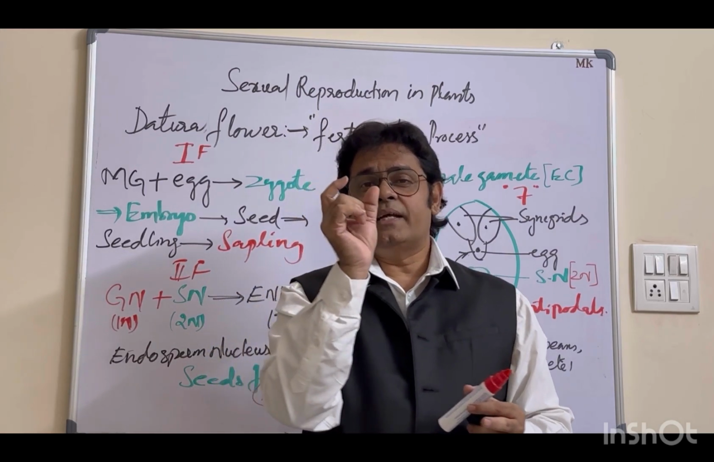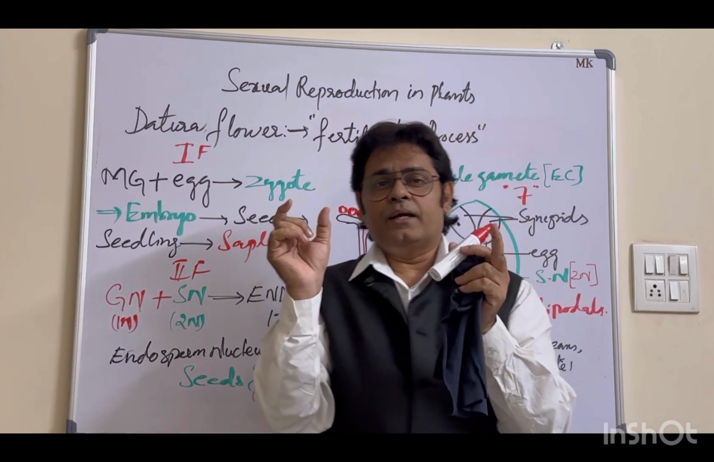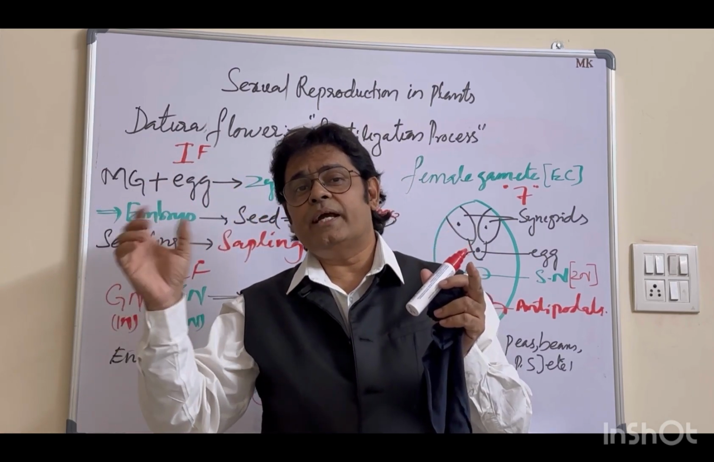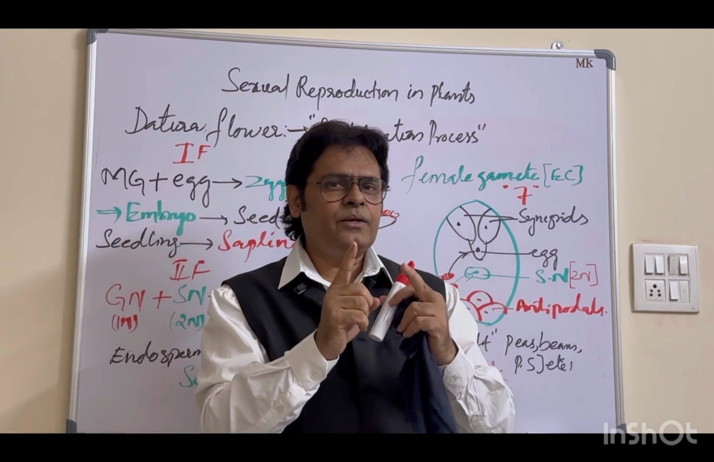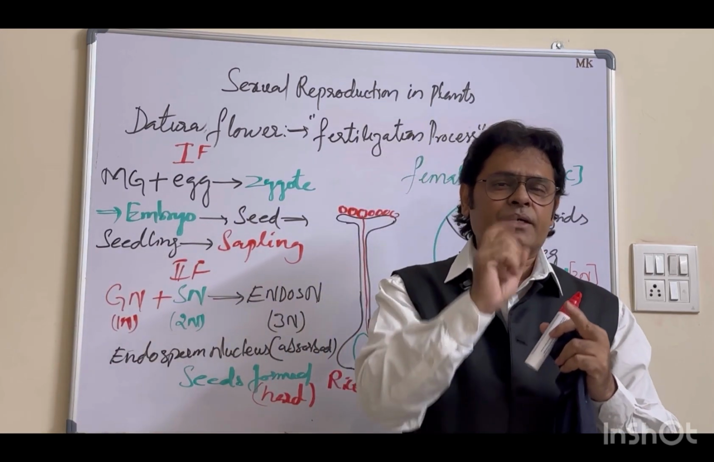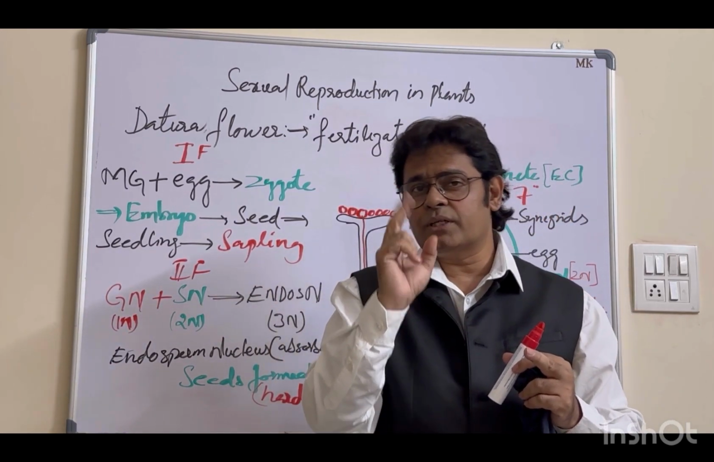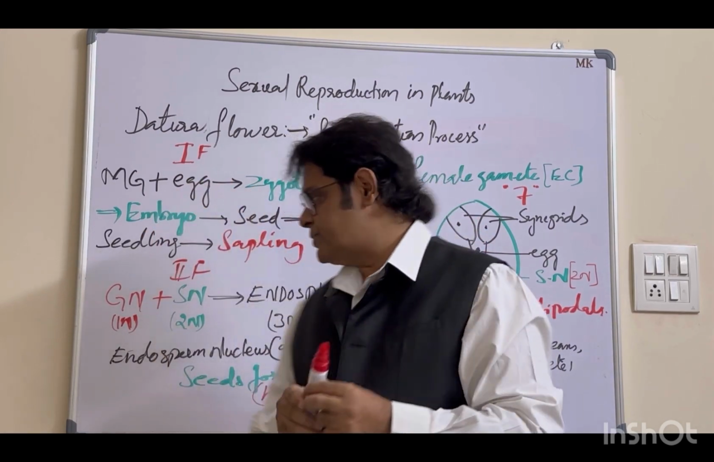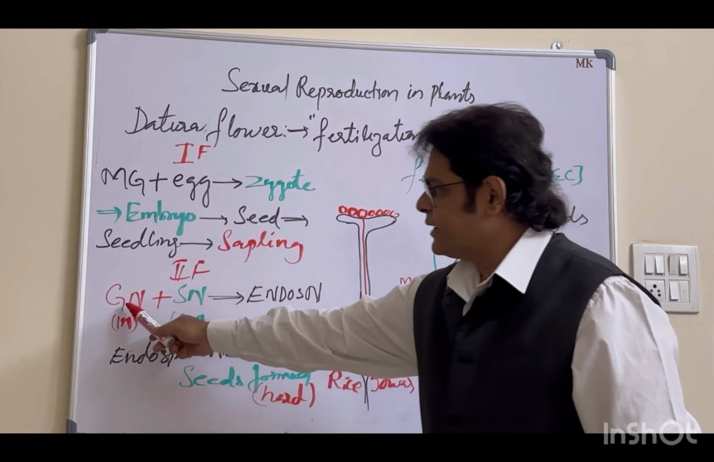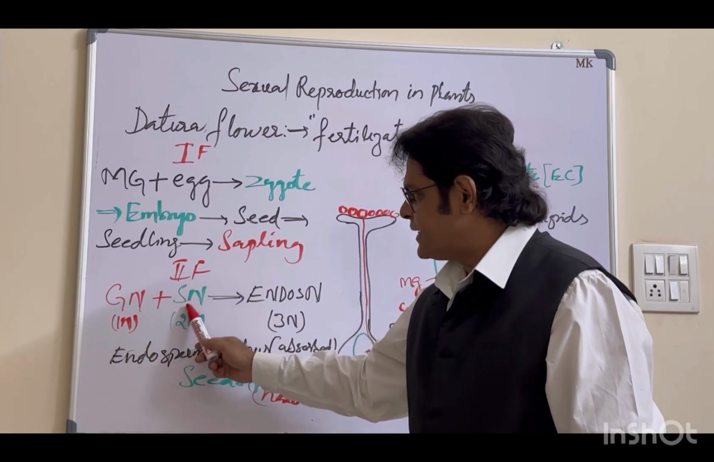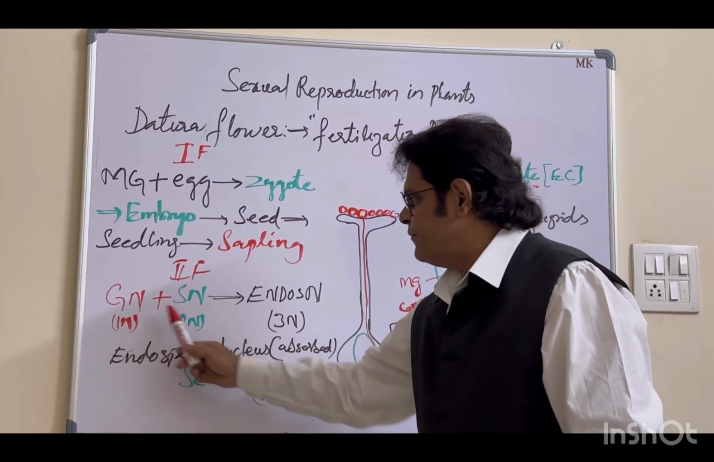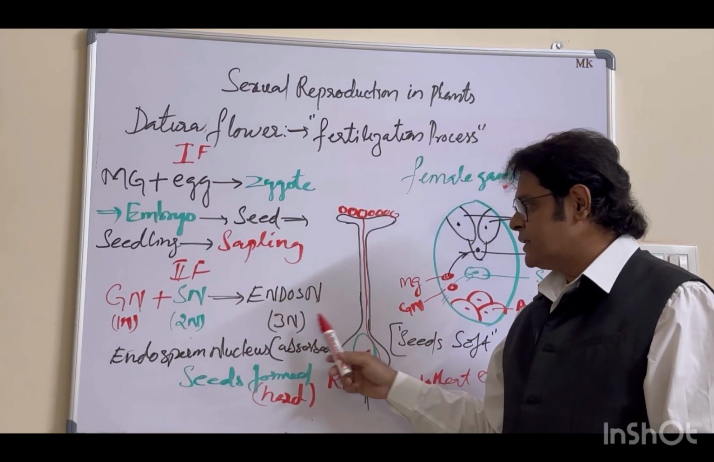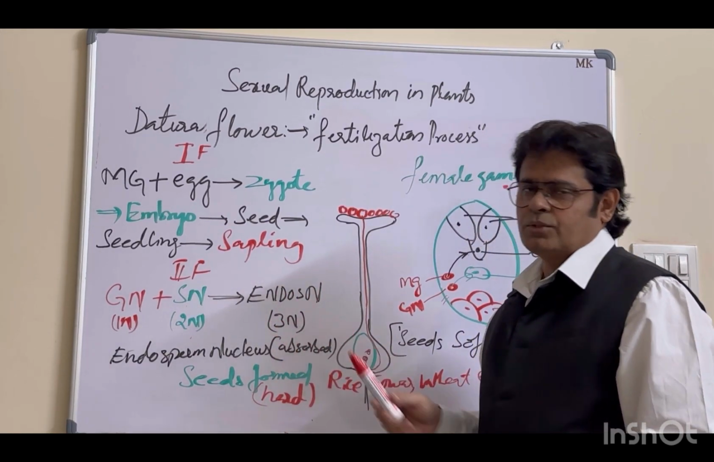Second phase: the generative nucleus fuses with the secondary nucleus to produce the endosperm nucleus. Secondary nucleus, two sets of chromosomes; generative nucleus, one set of chromosomes. After adding these, what are we getting here now? Three sets of chromosomes. When they join, what is produced? The endosperm nucleus, which contains three sets of chromosomes.